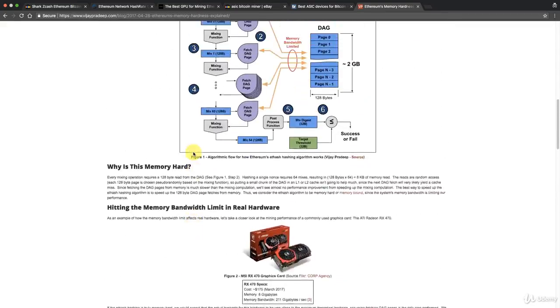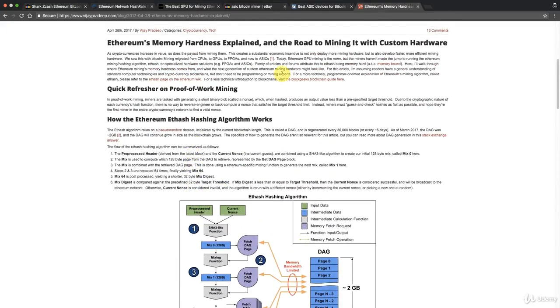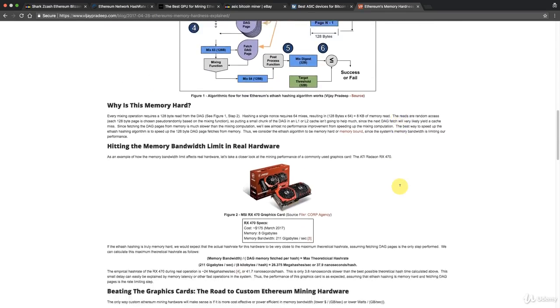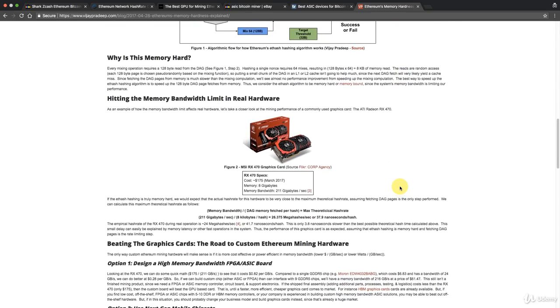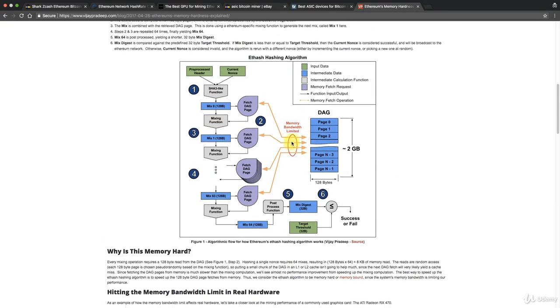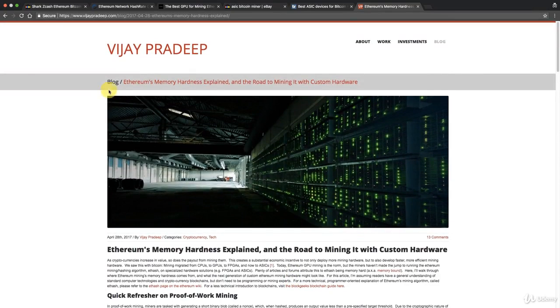It's not long, but it explains quite well why Ethereum is called a memory hard or memory bound type of hash. It has to access memory, this DAG file, in order to pull out the pages to calculate its hash, and that's where the bandwidth is limited. So if you want to learn more about the Ethereum hash, which is ETH hash, check out this article.